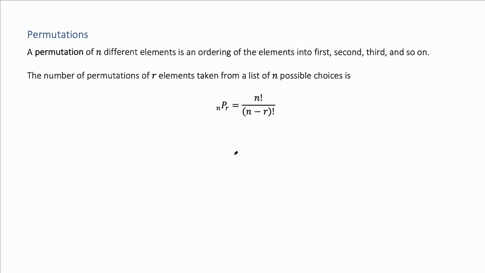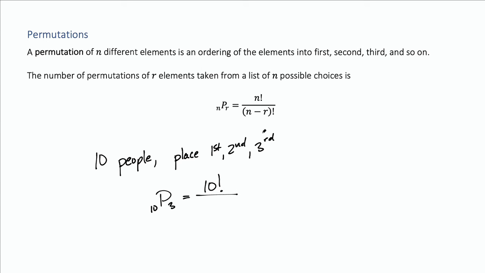I want to just point out that really what we're doing here is not difficult, and this formula maybe overcomplicates it. Suppose I have 10 people, okay, and I want to place a first, second, and third. First, second, and third, okay? So that, in other words, is choosing 3 of the people to order. So this would be 10 permute 3, okay? Now, the formula tells me that's 10 factorial over (10 minus 3) factorial, or 7 factorial.